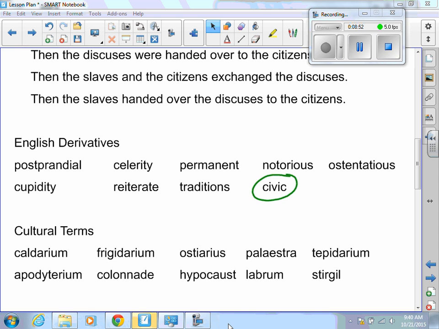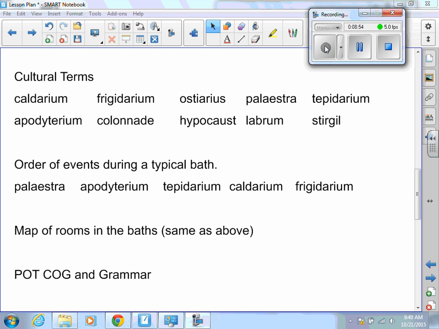Some of the cultural terms that you need to know. Calidarium, that's the really, really hot room. Frigidarium is a really, really cold room. Ostiarius is a doorkeeper. Palaestra, that's where we would work out. That's that open area where we would exercise, do our jumping and our wrestling. Tepidarium is a warm room. Apodyterium is our changing area. Colonnade is that covered walkway area, usually around the palaestra. Hypocaust is a system for heating the baths.